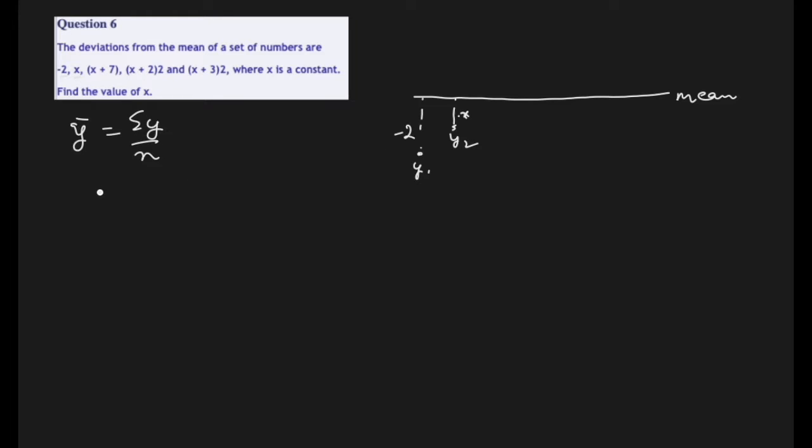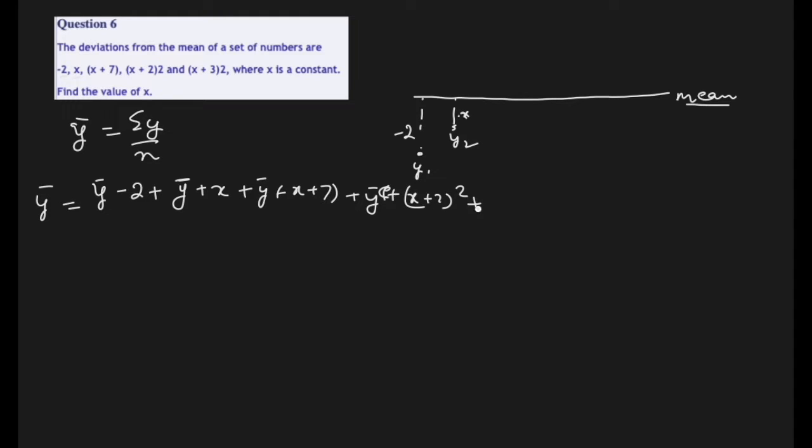So what is the first data? Let's say the mean is y bar, so the first data is y bar minus 2. Yes or no? Second, y bar plus x. If it is negative, it will come down. So mean plus x is the second data. Similarly, mean plus x plus 7 is the third data, plus y bar, and this is plus x plus 2 squared, plus y bar plus x plus 3 squared, right? This is the total sum of all the data divided by the number of data.